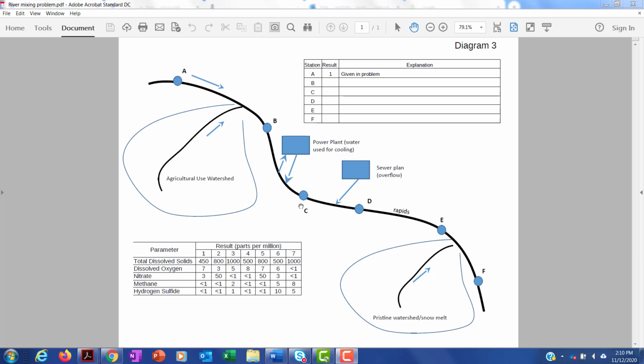So now at C, we're at 2. 800 TDS, a little dissolved oxygen, a lot of nitrate. Then we have a bunch of biological oxygen demand. A sewer should be sewer plant, not sewer plan. Overflow. Raw sewage into the river. Oops, it happens. A lot of biological oxygen demand.